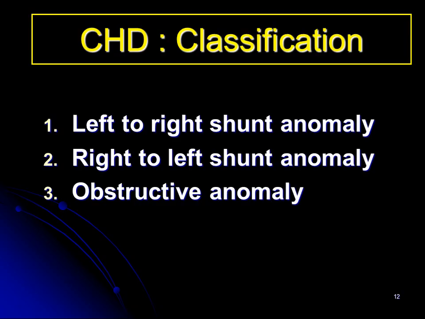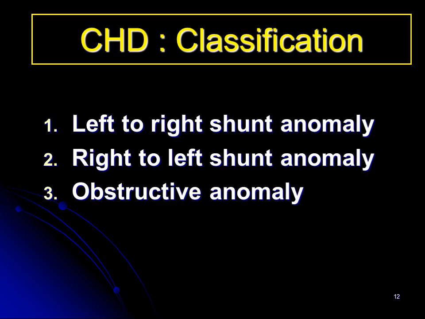On the other hand, a left to right shunt: the blood is diverted from the left side of the heart to the right side of the heart. For example, from the left ventricle, a high pressure chamber, to the right ventricle, which is a low pressure chamber. These are due to the natural flow of pressure gradient differentials.